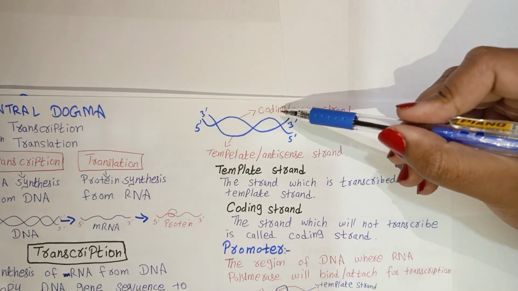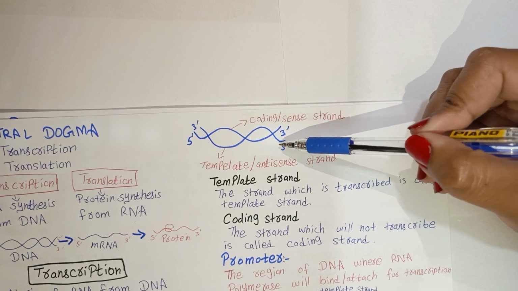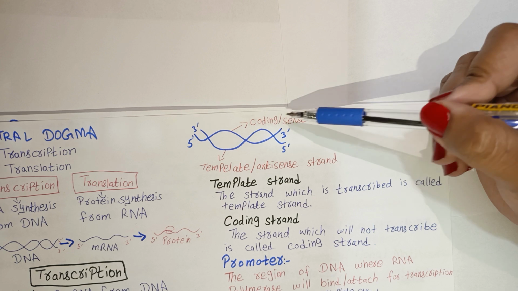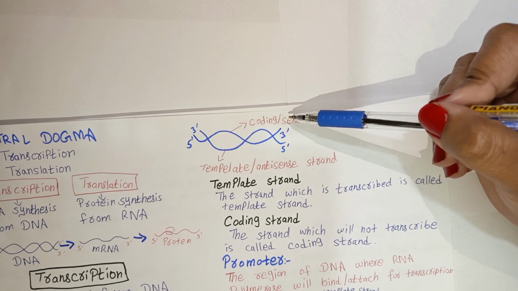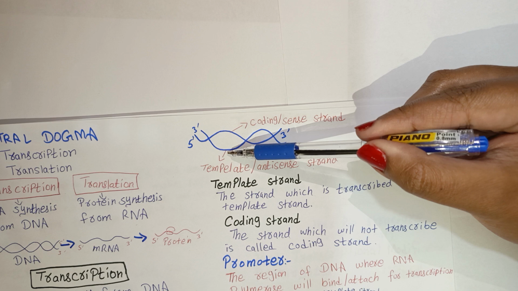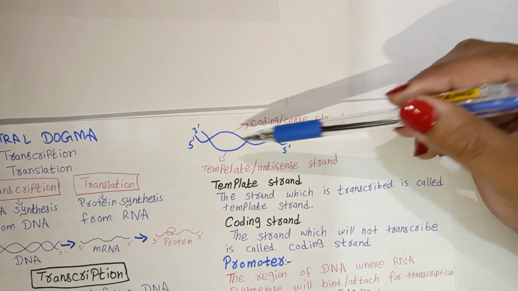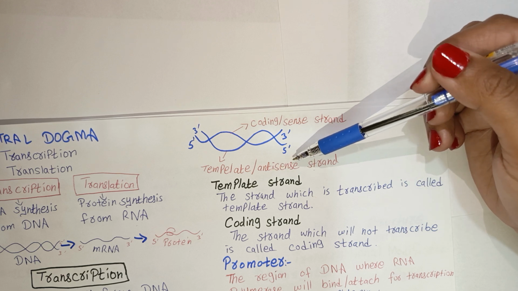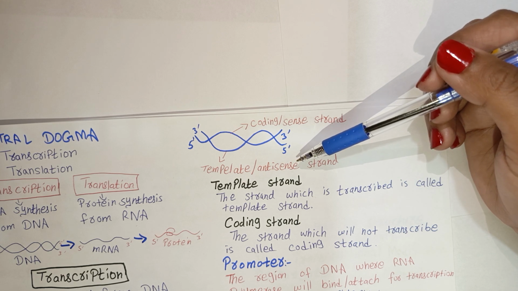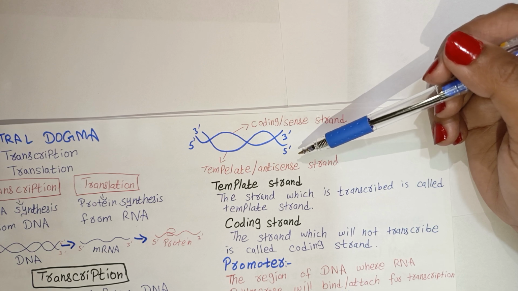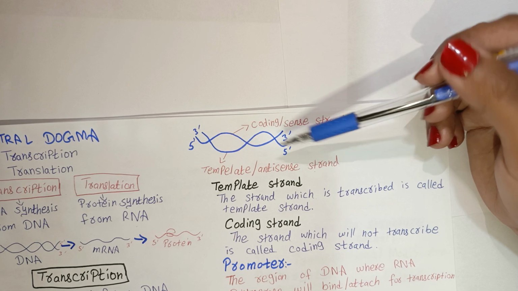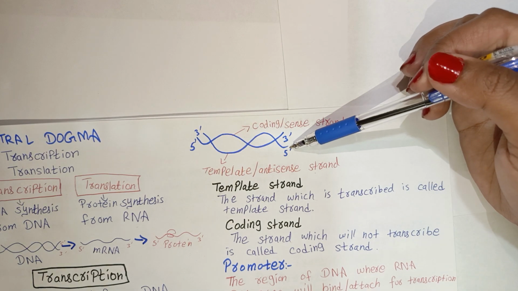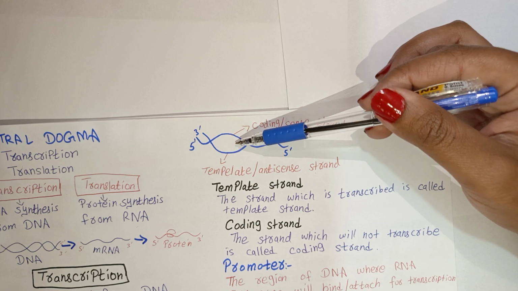This is the double helical DNA, and we have two strands of the DNA. One is the coding strand or sense strand, which will not be used in the transcription, and the other strand is the template strand or antisense strand. That strand is called antisense strand because this strand will not synthesize protein directly. First it will synthesize messenger RNA and then it will synthesize protein, and that template strand will be used in the transcription process to synthesize RNA.